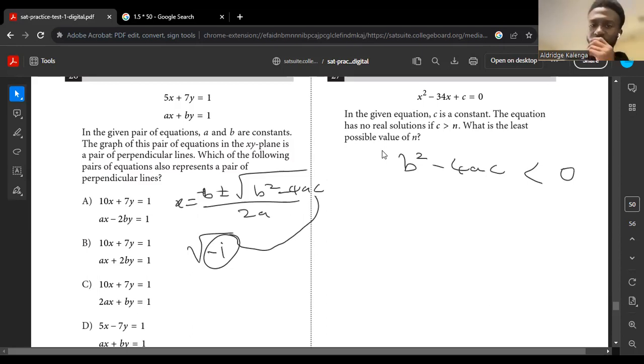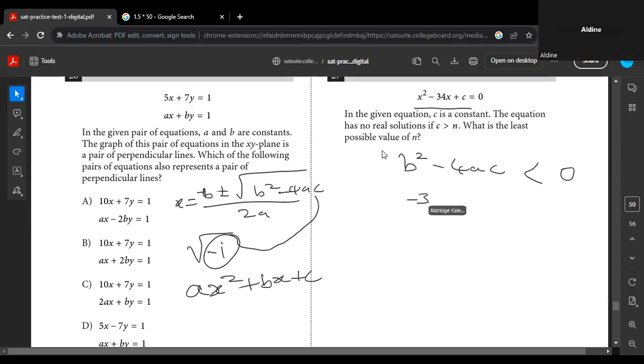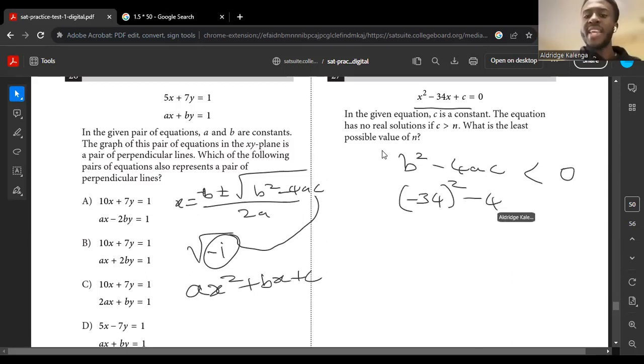So let's start with this. A quadratic expression comes in the form ax squared plus bx plus c. So in this form, what is our b? Our b here is negative 34. Negative 34 squared, minus 4 times a, where a is 1, so 4 times 1, we just leave it as 4, and then times c, which we don't know.